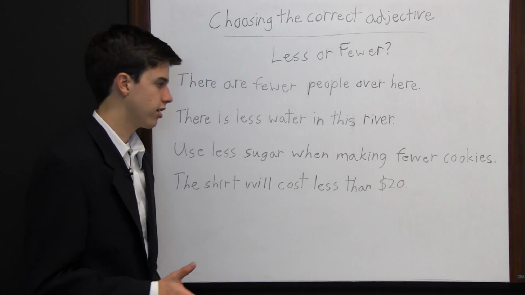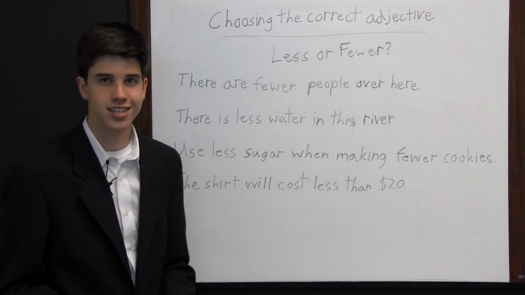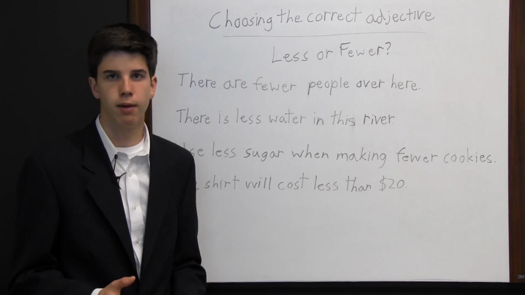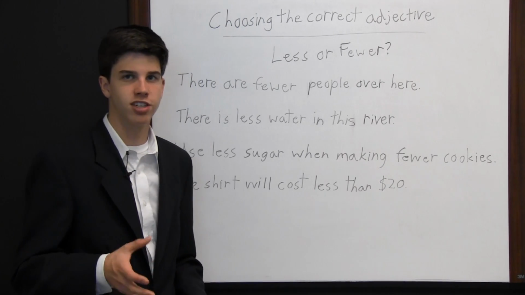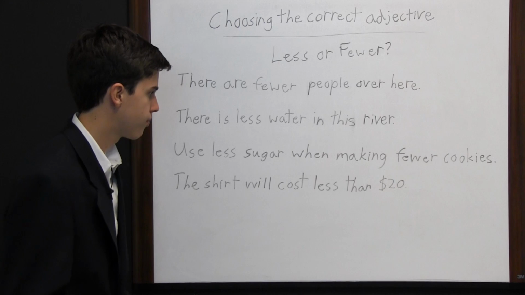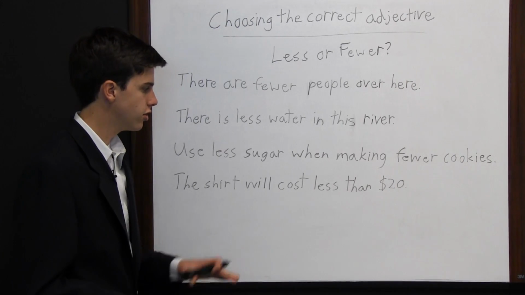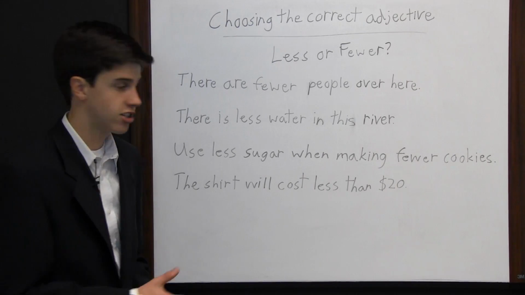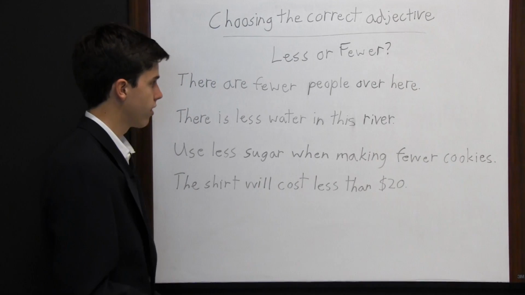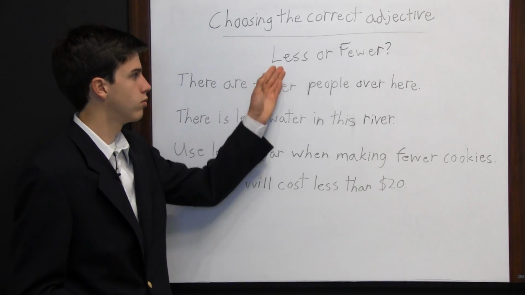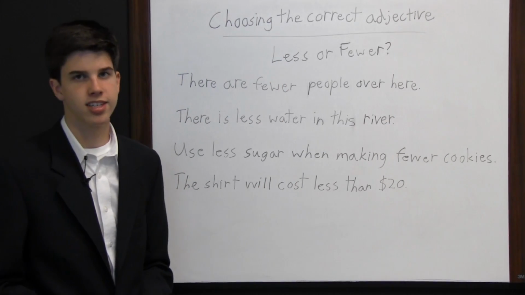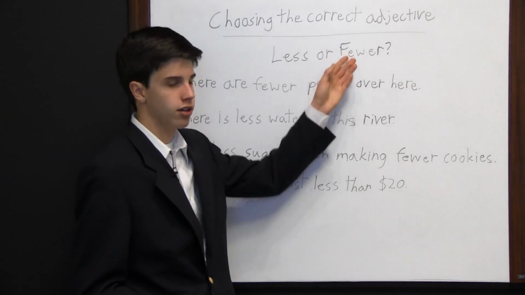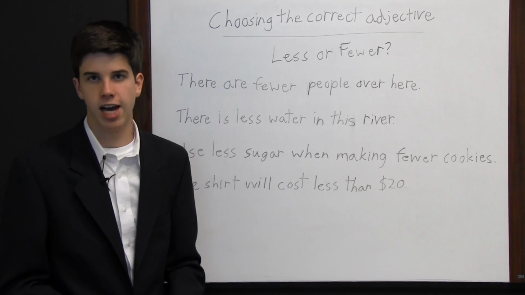Or this purchase will consume less than 45% of my budget. If you're using a percentage or any kind of statistical or numerical thing in a sentence, you use the adjective less. So that's just a side note you need to remember. But overall, you use less when you're talking about something that's not countable. And you use fewer when you're talking about something that is countable.